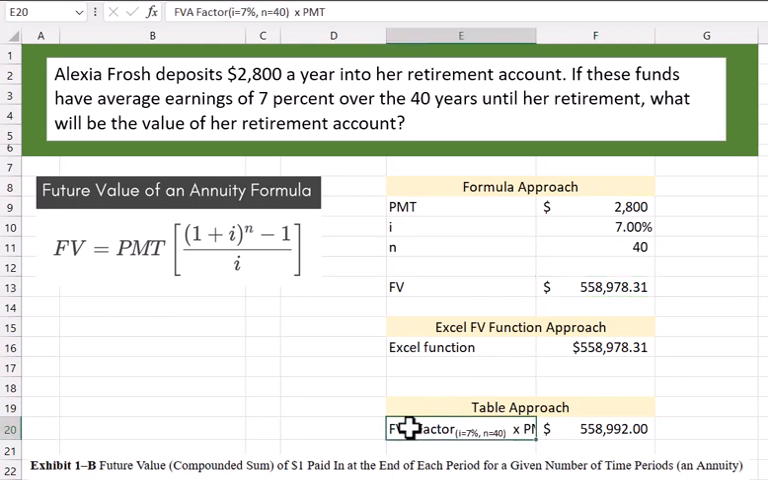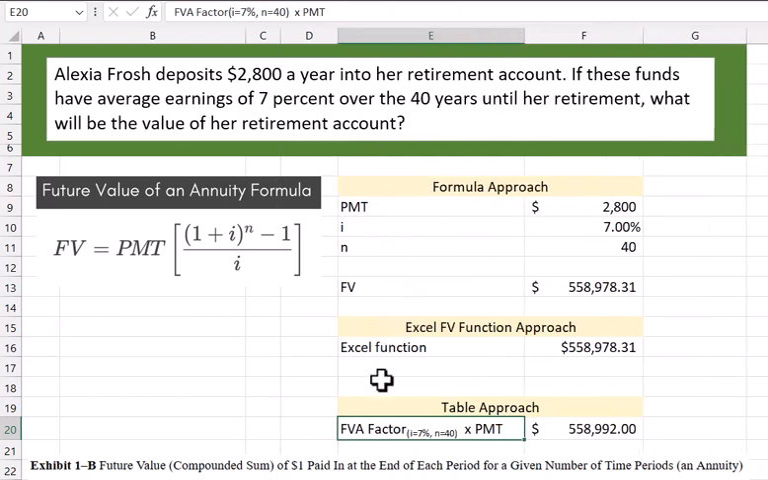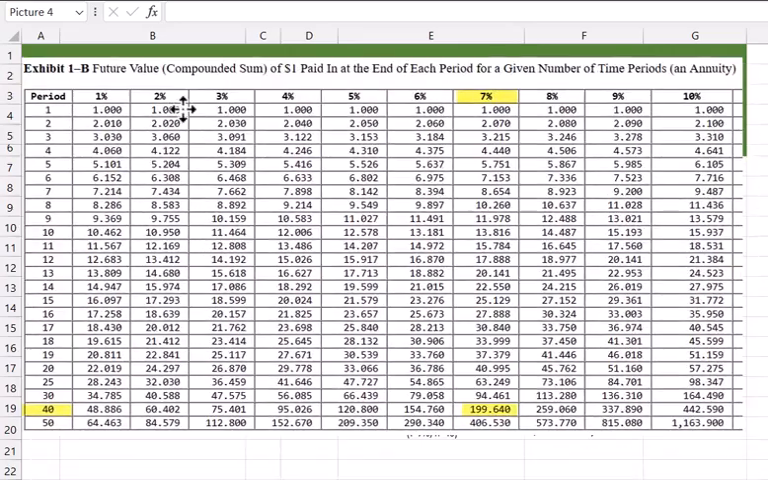Now, you could also use a table approach. With the table approach, let me slide this a little bit this way so we can read this a little bit better. What you want to do is take the future value of an annuity factor from a table, and at this point we have to give it two variables. The interest rate is 7%, the number of periods is 40, and you multiply that times the payment. To do that, we have to take advantage of a table. And I've got one down here. I'm going to slide this up so you can see it.